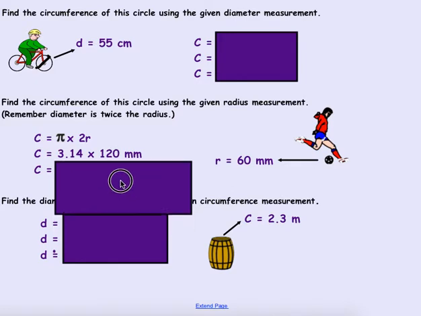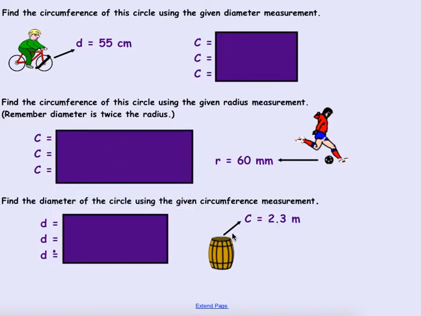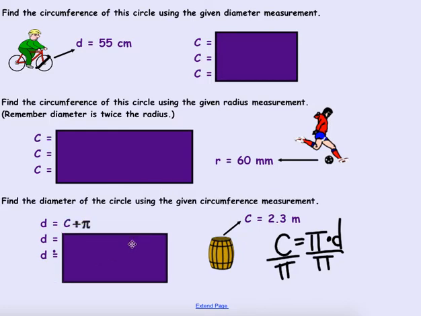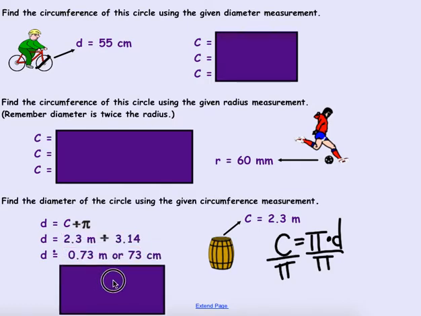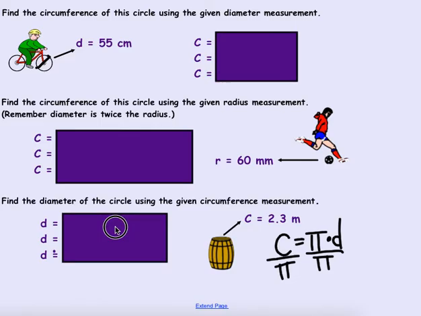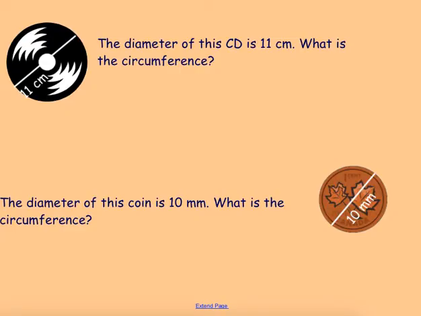And lastly, if we want to find the diameter when we are given the circumference, we can say my original formula is circumference equals pi times diameter. So if I want to find the diameter, I need to divide by pi on each side. So I'm really going to take the circumference and divide by 3.14, divided by pi. So I'm going to take my 2.3 and divide by 3.14 to get my diameter of 0.73 or 73 centimeters. Okay. So here are a couple other examples.